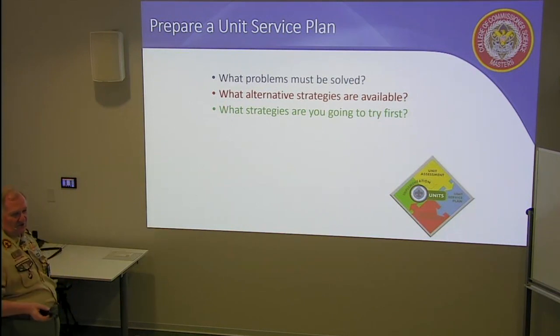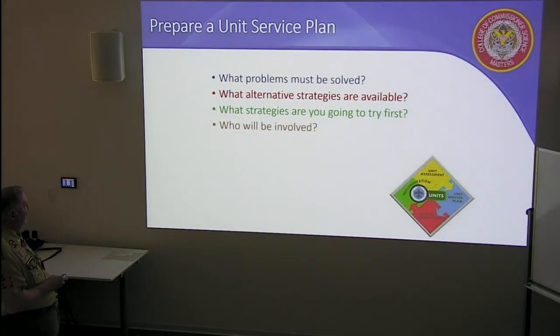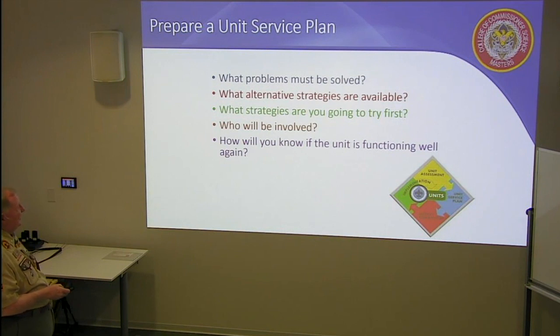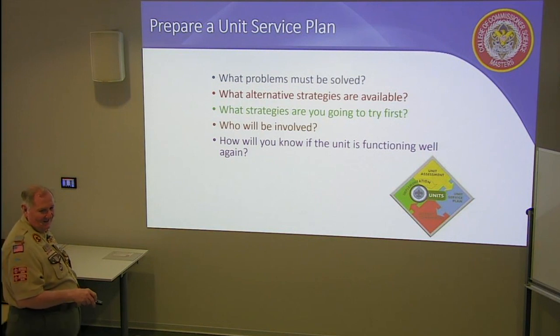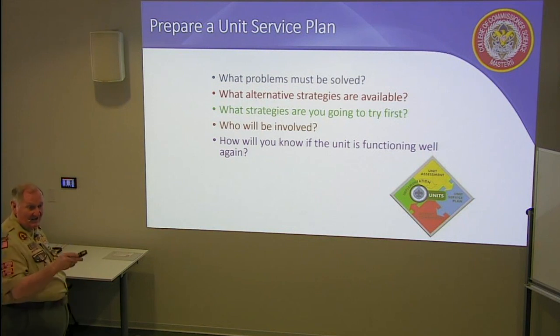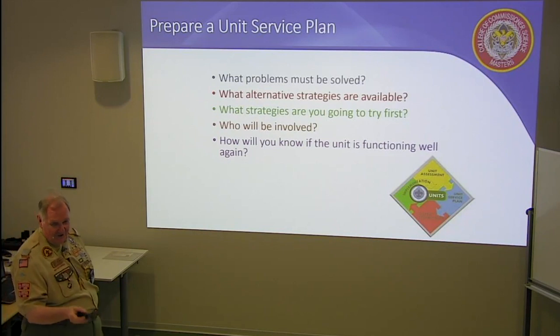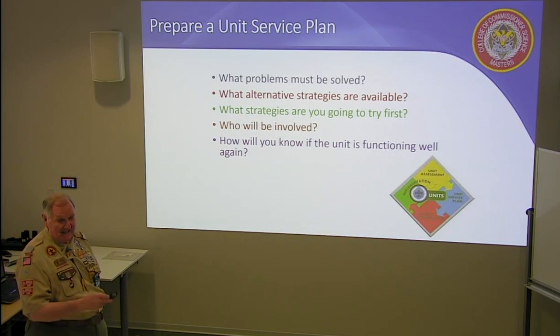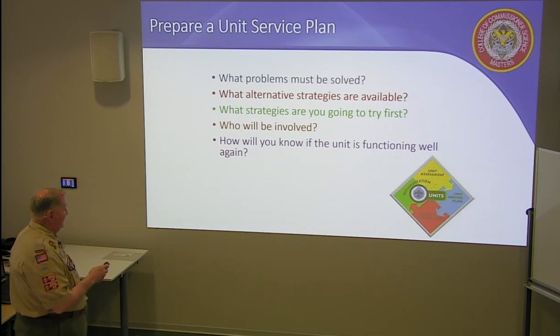Okay, this is after you've had your meetings. So you're going to put this together and give it a timeline. Who will be involved? It's going to be the key three, or a scout, or all of the leaders and the Cub Master, or the troop leader, or the crew leader. Who will know if the unit is functioning well again? The boys, the parents, and more importantly, the unit commissioner, because he's the one who's been responsible for trying to get everybody together to resolve the issues.